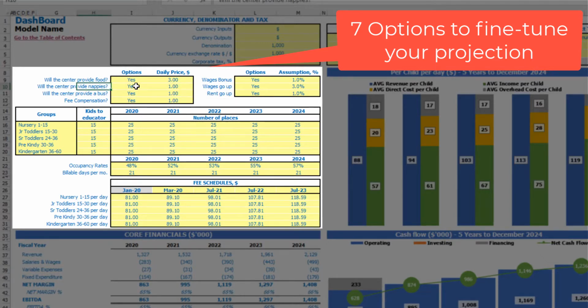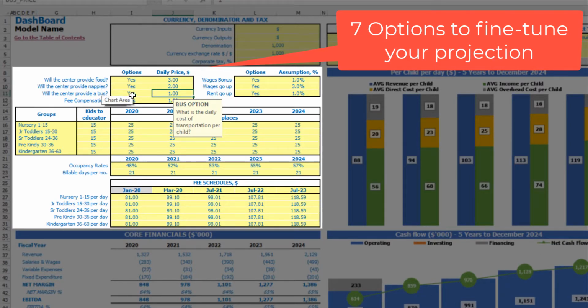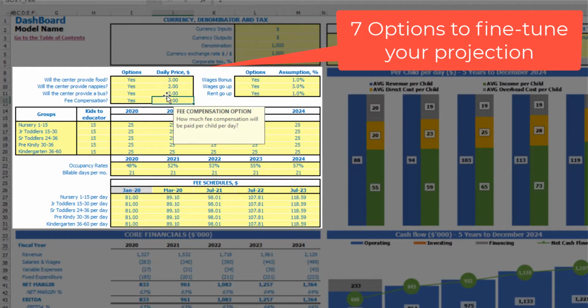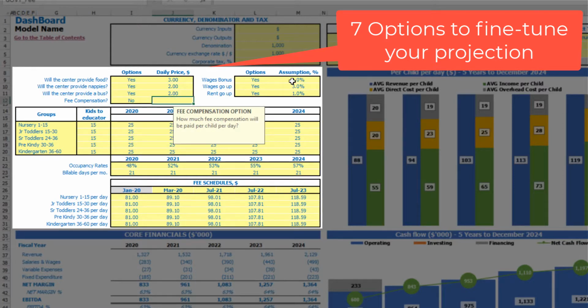Will the center provide nappies? It can be again yes or no. Let's say yes, and the cost will be $2. Will the center provide a bus? Yes, and price per child can be $2 for example. Will you have any government compensation? Let's say no, so you can just zero out the daily price.